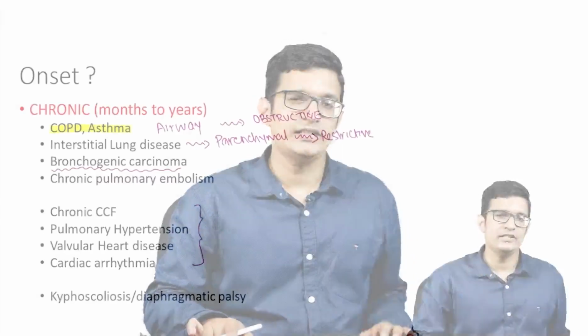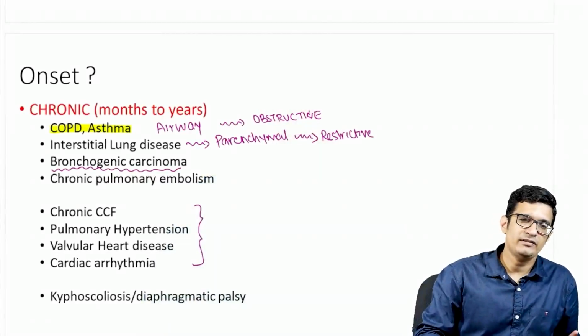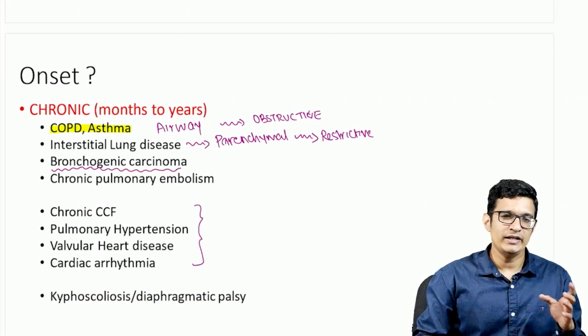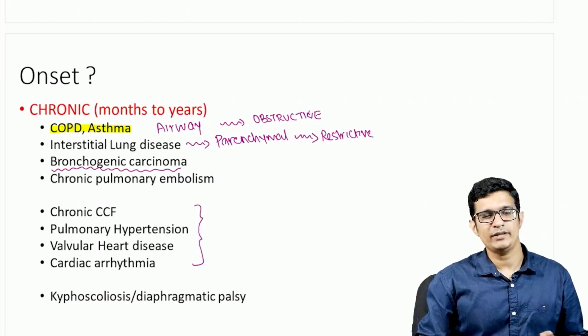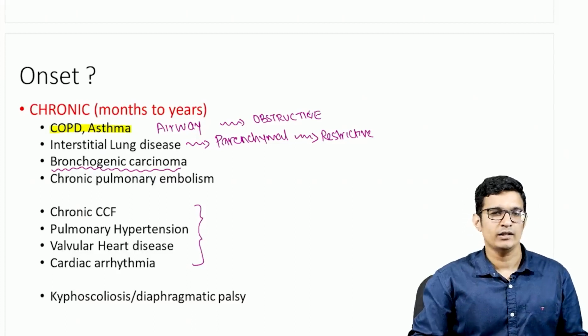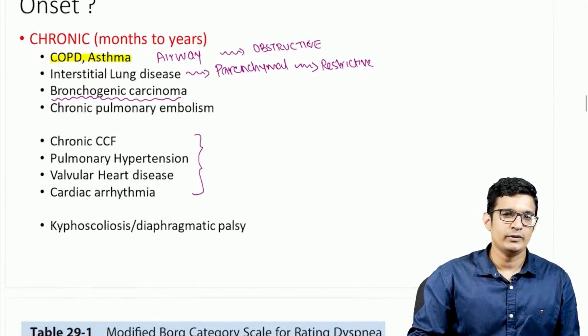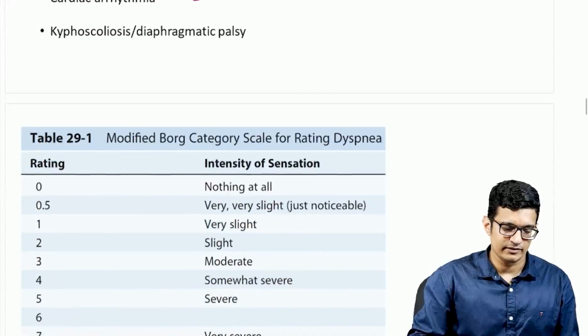Now the diaphragm is the chief muscle of inspiration. 80% of inspiration occurs because of the contraction of the diaphragm. So if there is a diaphragmatic palsy in any patient, that would interfere with the ventilation of the lung, and a diaphragmatic palsy could present with a chronic onset breathlessness.